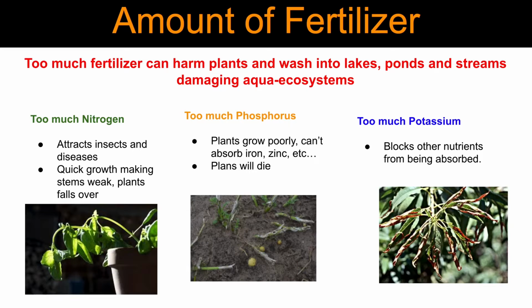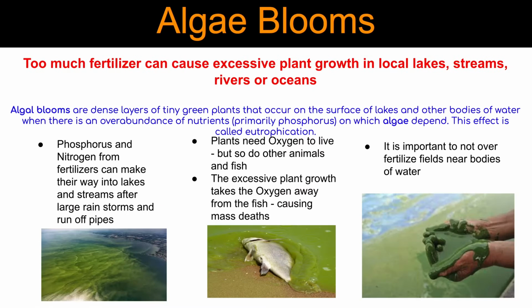So guys, this is a big one. Too much fertilizer, what does it do? Too much fertilizer can actually harm plants and wash into lakes, ponds, and streams, damaging aquatic ecosystems. So if you get too much nitrogen in your fertilizer, it attracts insects, which we don't like, and lots of diseases. It makes things grow quick, making stems weak, and plants end up falling over. If you get too much potassium, the plants grow too poorly, they can't absorb zinc, and it blocks other nutrients from being absorbed.